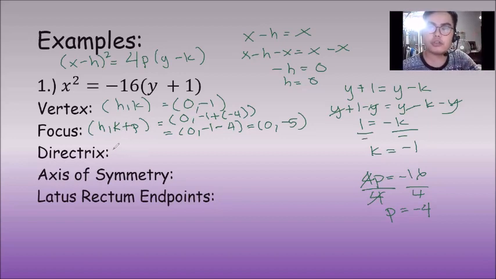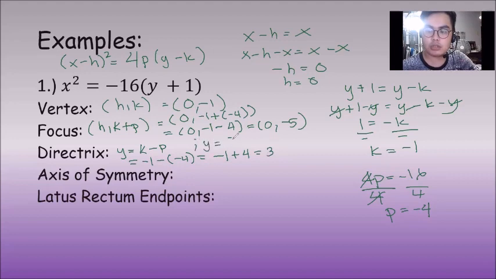In order to look for the directrix, it must be y because the parabola is vertical. We're going to subtract p from k. Our k is negative 1, and our p is negative 4. So we substitute. Since a double negative is positive, negative 1 plus 4 is 3. So therefore, y is equal to 3.